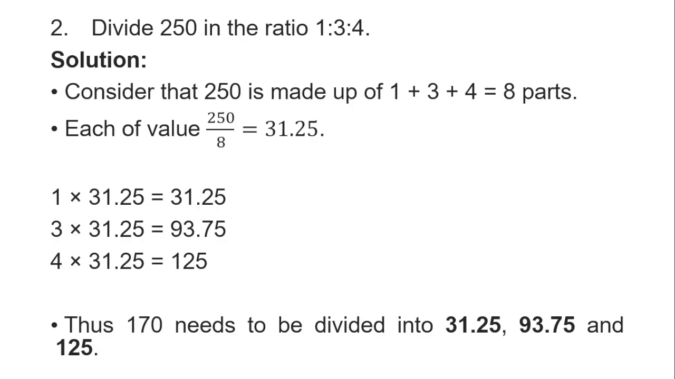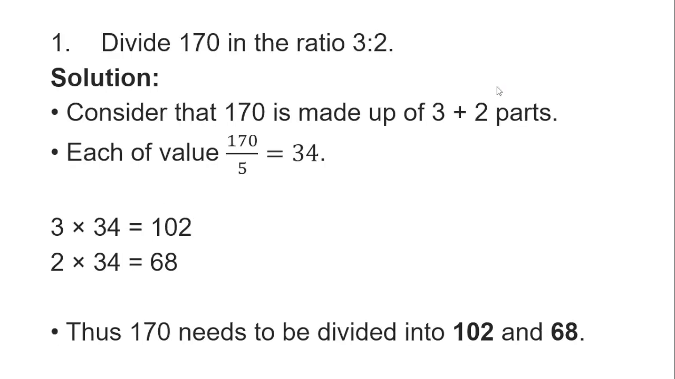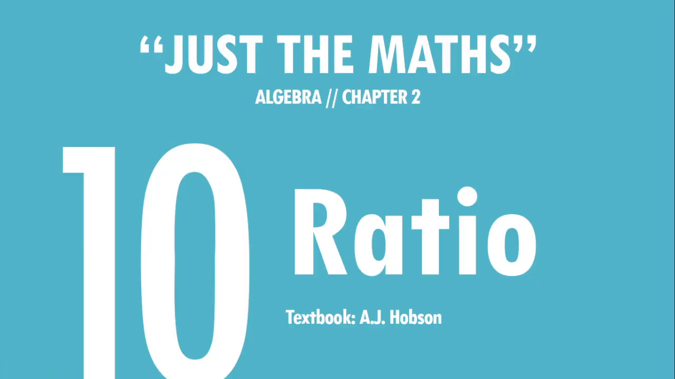If you get a different number, it's not the correct answer, so you might want to check it. Like here, let's check our last one. When we add 102 and 68, that gives us 170. So easy as that. That's it for our topic of ratio.